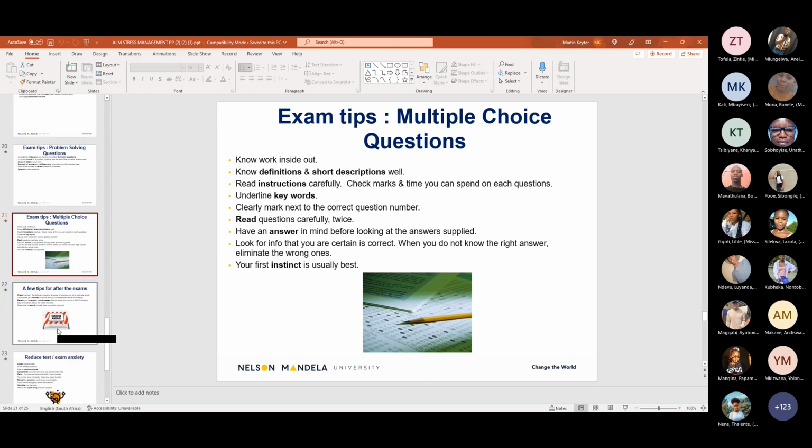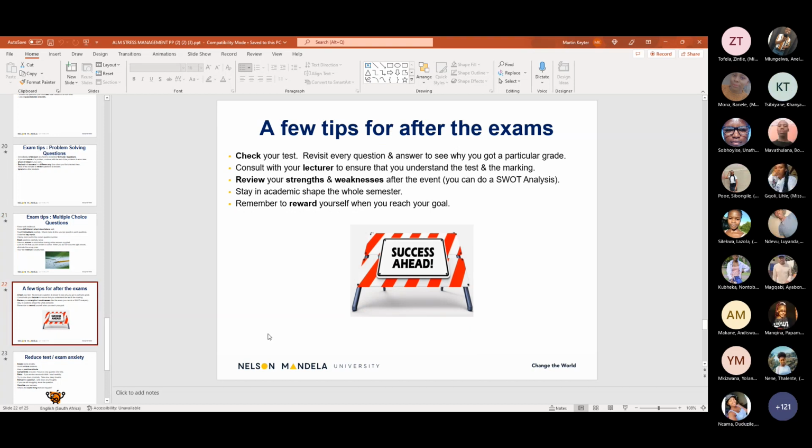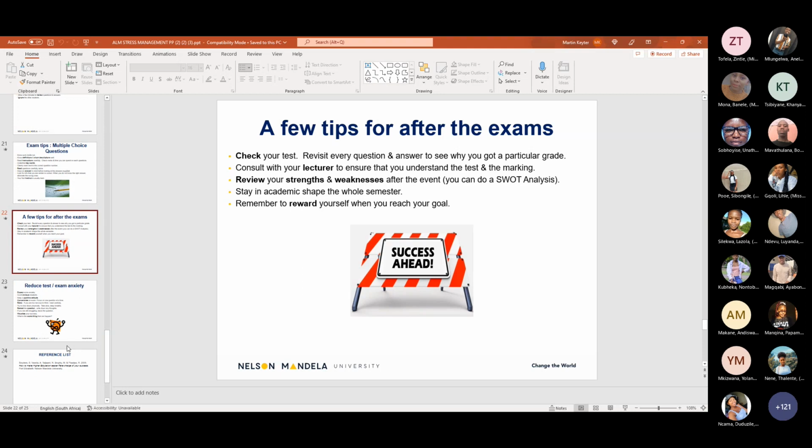And then, very important, here is a slide of what you need to do after the exams. Exam preparation is not just for doing prior to the exam, it's also once you've completed it, there's still a bit of work to do if you really want to learn from the experience.